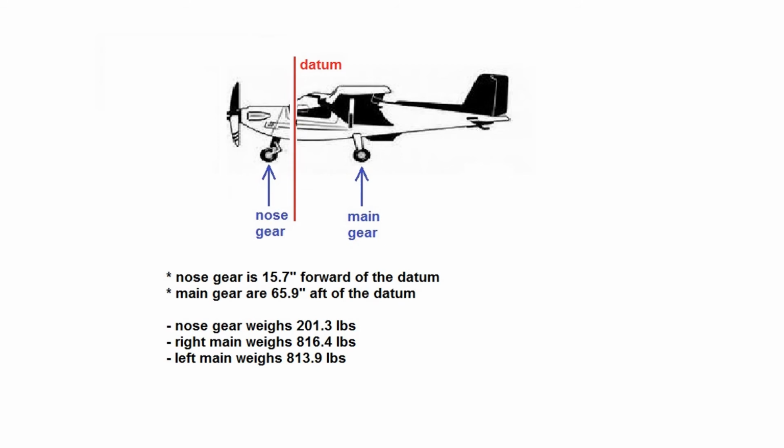Now let us see how we solve a similar weighing problem, but one where one of the weighing points is forward of the Datum. In this example, the nose gear is 15.7 inches forward of the Datum. The main gear are 65.9 inches aft of the Datum. The nose gear weighs 201.3 pounds, the right main weighs 816.4 pounds, and the left main weighs 813.9 pounds.